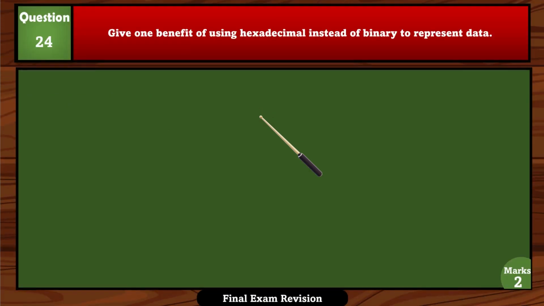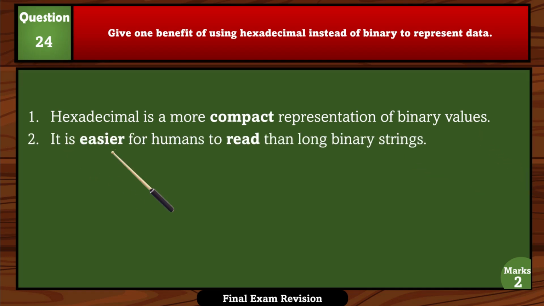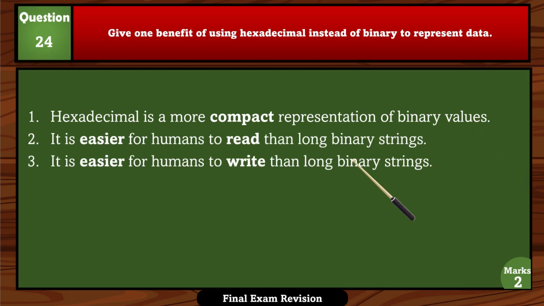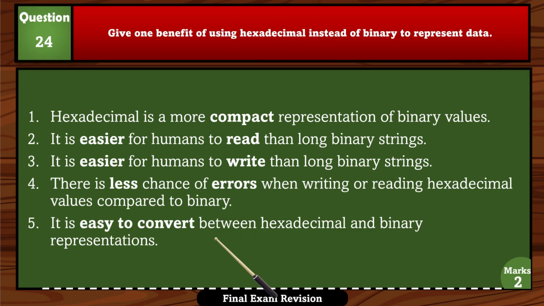Okay. Next one is give one benefit of using hexadecimal instead of binary to represent the data. So here are a few. Hexadecimal is a more compact representation of binary values. Yeah, it's easier for humans to read than a long binary string. It's easier for humans to write than long binary strings. There is less chance of errors when writing or reading hexadecimal values compared to binary values. It's easy to convert between hexadecimal and binary representation.